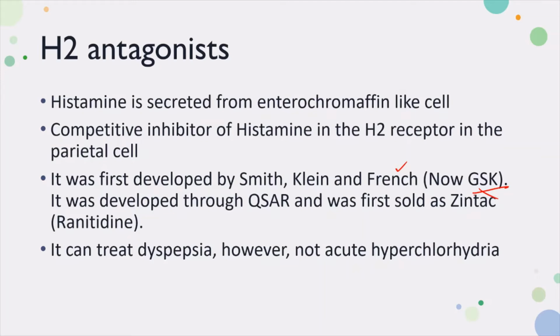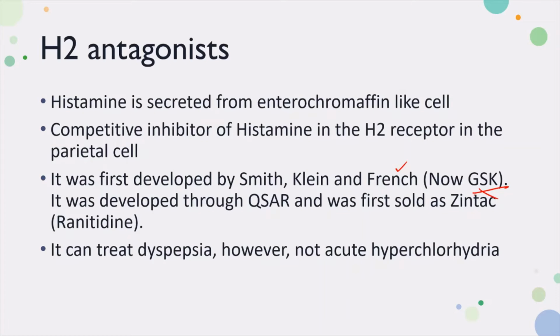That means whenever a person is having an excessive amount of gastric acid secretion, that person will feel bad or feel diseased. That person will feel ill, and in those conditions generally H2 antagonists are given. But remember, not for hyperchlorhydria.